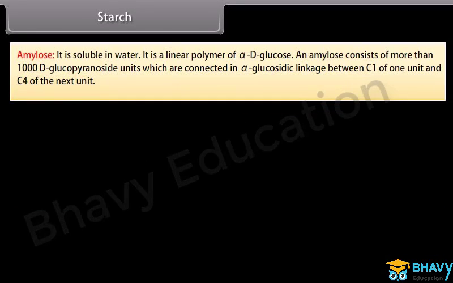Amylose. It is soluble in water. It is a linear polymer of alpha-D-glucose. And amylose consists of more than 1000 D-glucopyranoside units, which are connected in alpha-glucosidic linkage between C1 of one unit and C4 of the next unit.